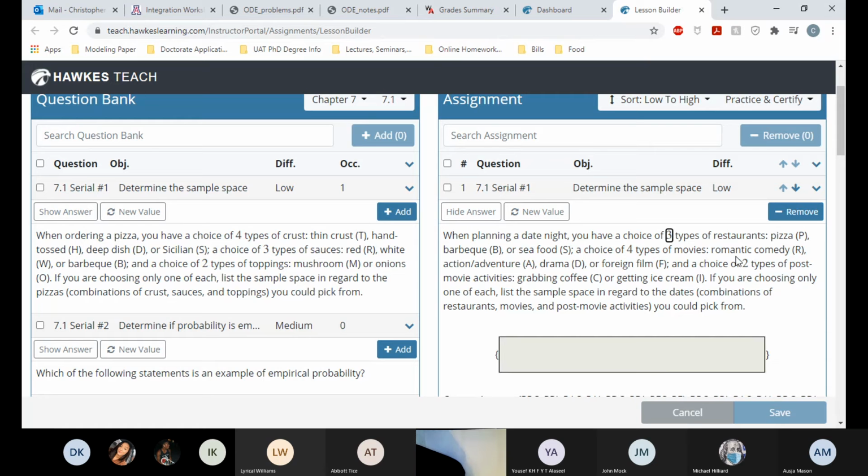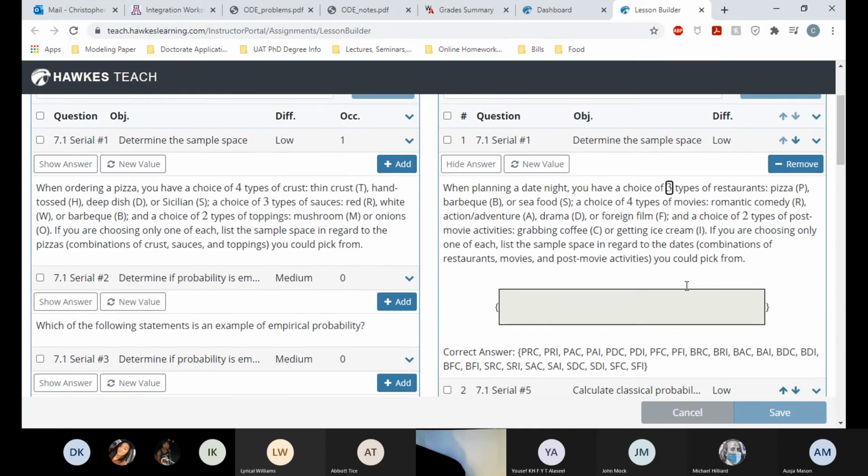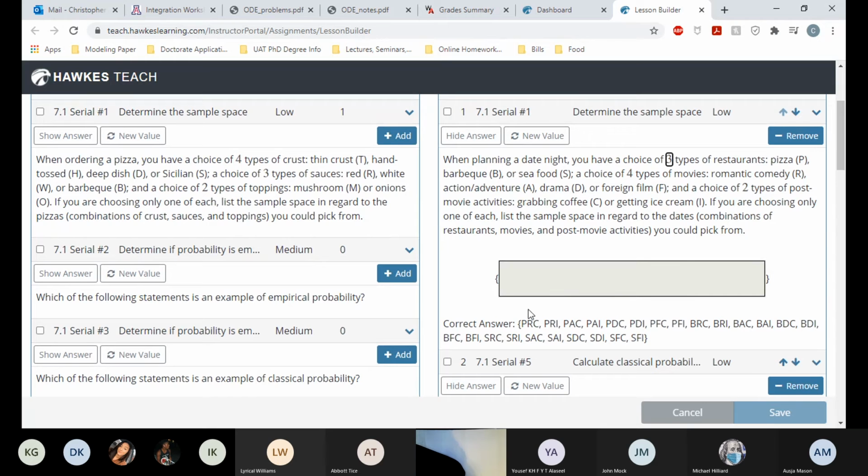And there was a certain structure to the way that you list them out, and I'm not going to list them all out here. First they pin down the P and the R, so they've got PRC, PRI, and then they pin down the PA, so PAC, PAI, and then the PD, so PDC, PDI, and then PF, PFC, PFI. And now they're done with P, right? That was all the P combinations here.